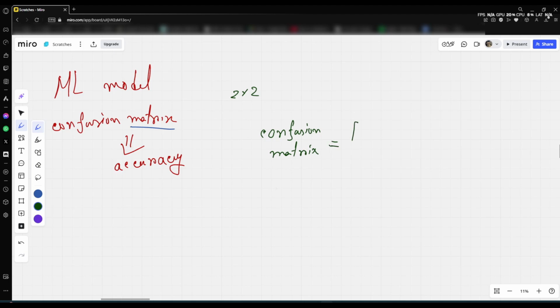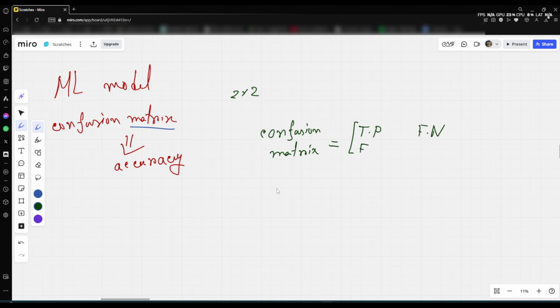So the first one is true positive. Yes, the first one is true positive, and this one is false negative. This value represents false negative.